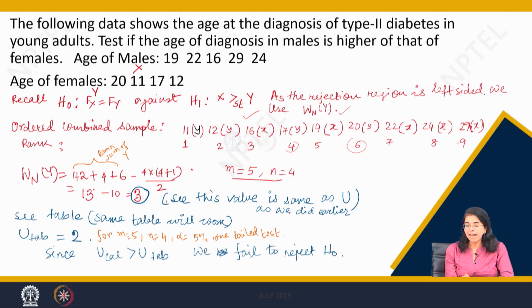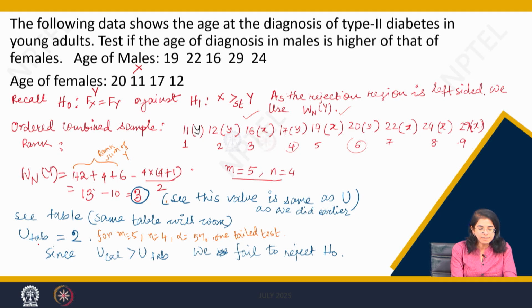Now see, this value is the same as we got in our earlier lecture. The same you are having. That's what I'm saying: the Wilcoxon-Mann-Whitney statistic is exactly the same as the Mann-Whitney U statistic. Now see the table. The same table, meaning the Mann-Whitney table, will work here. Already you are familiar with the Mann-Whitney table.